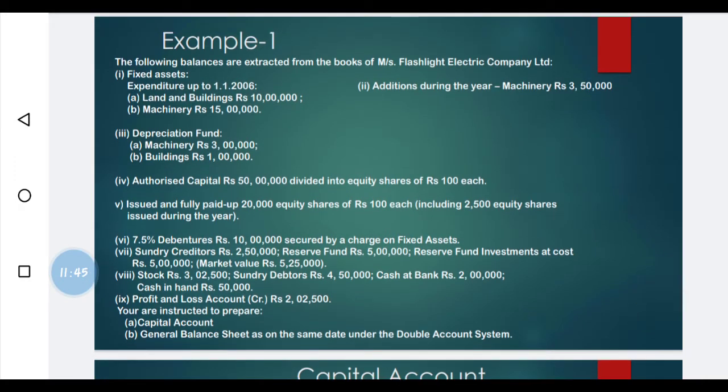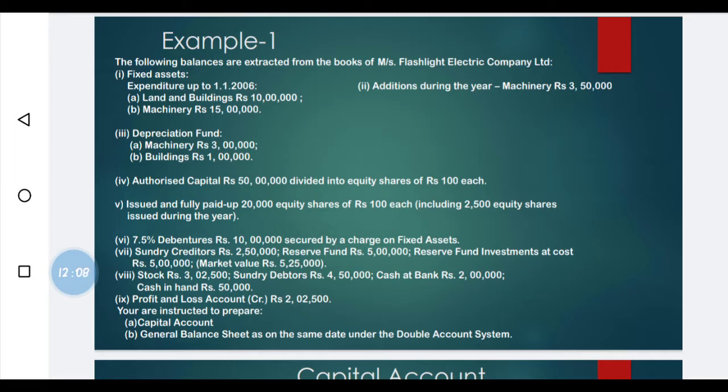Here, issued fully paid 20,000 equity shares of 100 each. See the fifth point, 20,000 equity shares of 100 each. In brackets it is given, including 2,500 equity shares during the year. Each share value is 100.